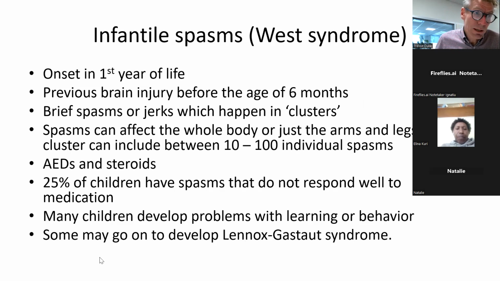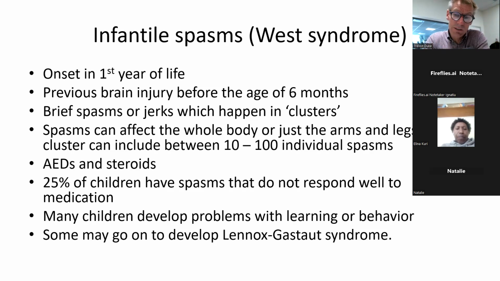And then the last epilepsy syndrome that I wanted to mention is infantile spasms, or what's called West syndrome. It's not a benign form of epilepsy. Usually the onset is in the first year of life, hence the name infantile spasms. And most children have had a previous brain injury. They might have had hypoxic encephalopathy as a newborn, or they may have had meningitis or encephalitis or cerebral malaria, and they end up with some sort of ischemic brain damage, and that can lead to spasms or jerks that typically occur in clusters.